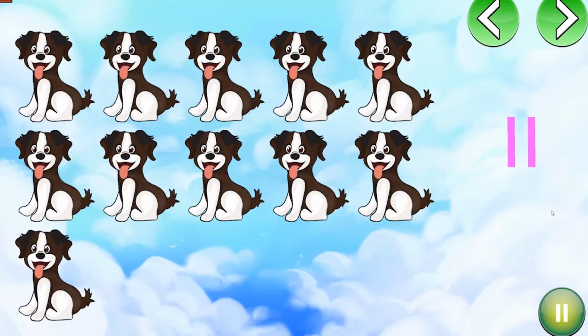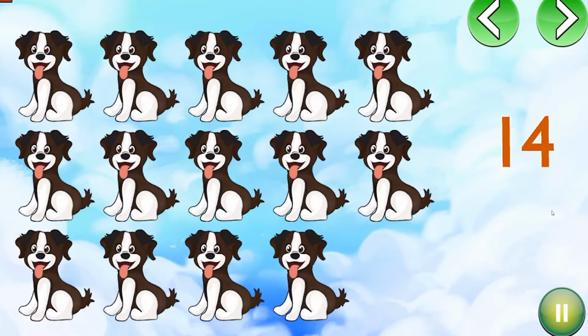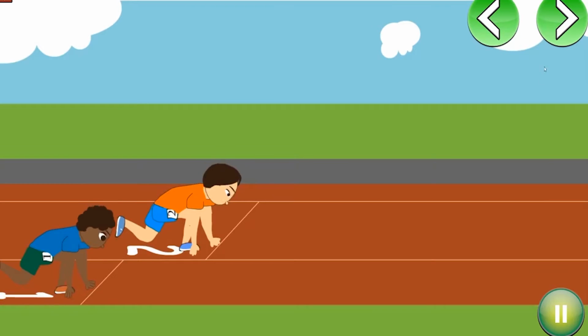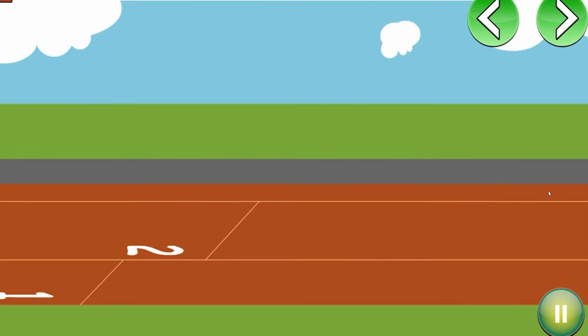And we have 11 doggies. And if you continue to add more doggies one at a time, you will get 12, 13, 14, 15. Digits and numerals are used to label things, to show the order of things or people. You see that each lane has a digit, and each sprinter has a digit on his pants and on his back.